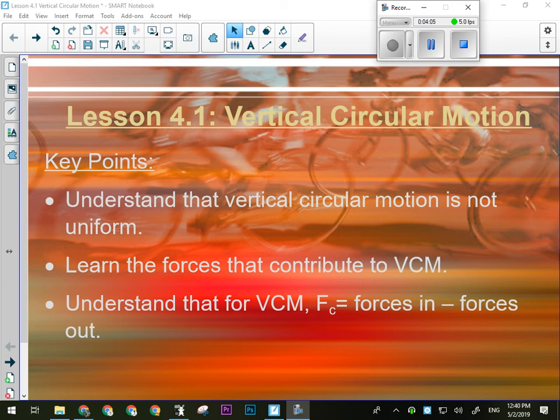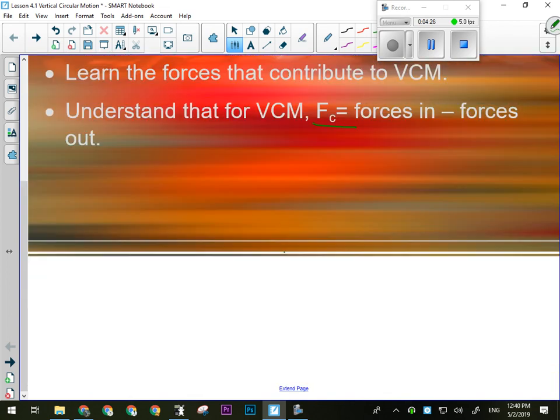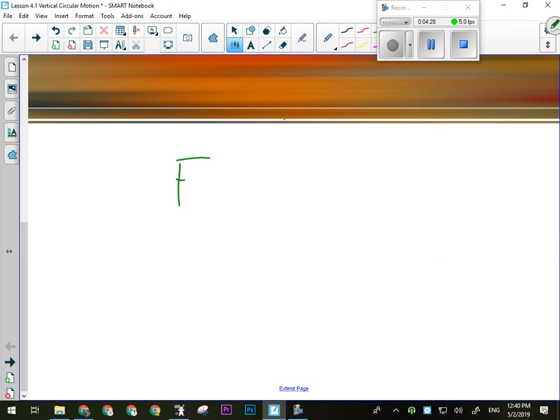Okay? All right. So, with vertical circular motion, we have to remember a couple of things. Some of those things are that yes, the speed is going to change, and as a result of that, the centripetal force is going to change as we move through the circle. Now, the other thing we have to remember is that centripetal force is the net force.